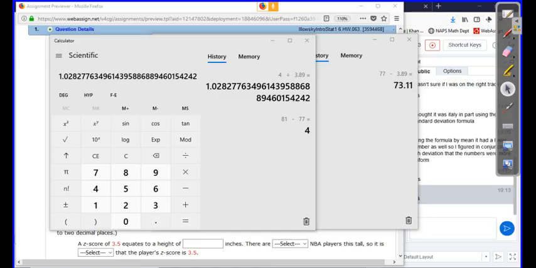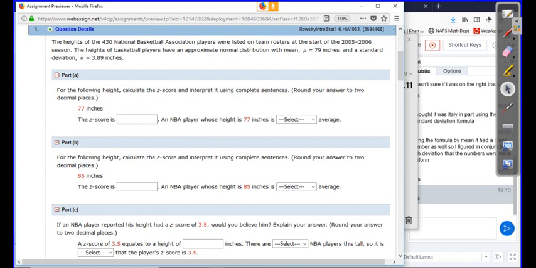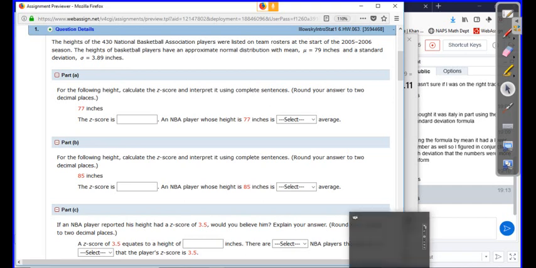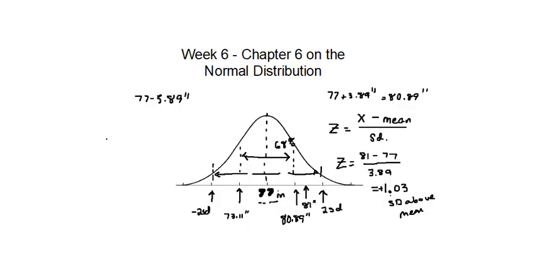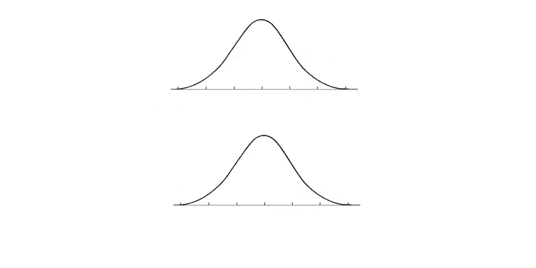So let me go to my problem right here. It says, for the following heights, let's calculate the z-score. And oops, I made a mistake, didn't I? Because the mean should be 79 inches, not 77 inches. So, oops, let me go back to my drawing right here and get a new one. So, the mean is actually 79 inches.